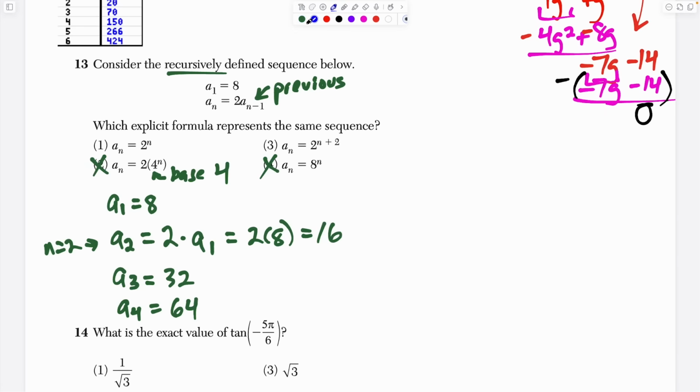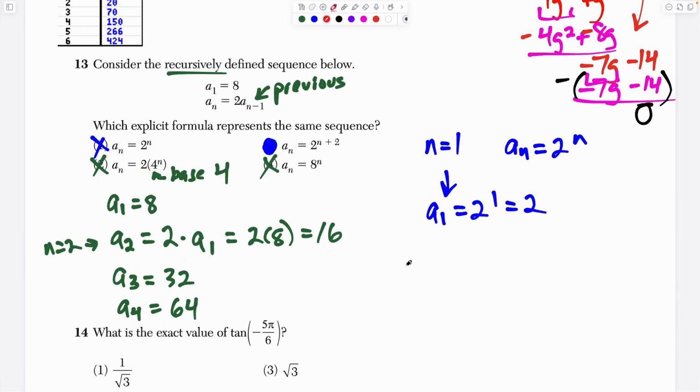So what we could do is we look and say, okay, for a sub 1, that would mean when n equals 1, I should get a sub 1 is equal to 8. But watch what happens when I plug it into the first answer choice. If I plug in there, like let's say I have this formula here. If I plug in n equals 1, that gives me a sub 1 equals 2 to the first, which is 2. And that doesn't match what we should have for our first term. So by process of elimination, we have to go with choice 3, but let's see what happens.